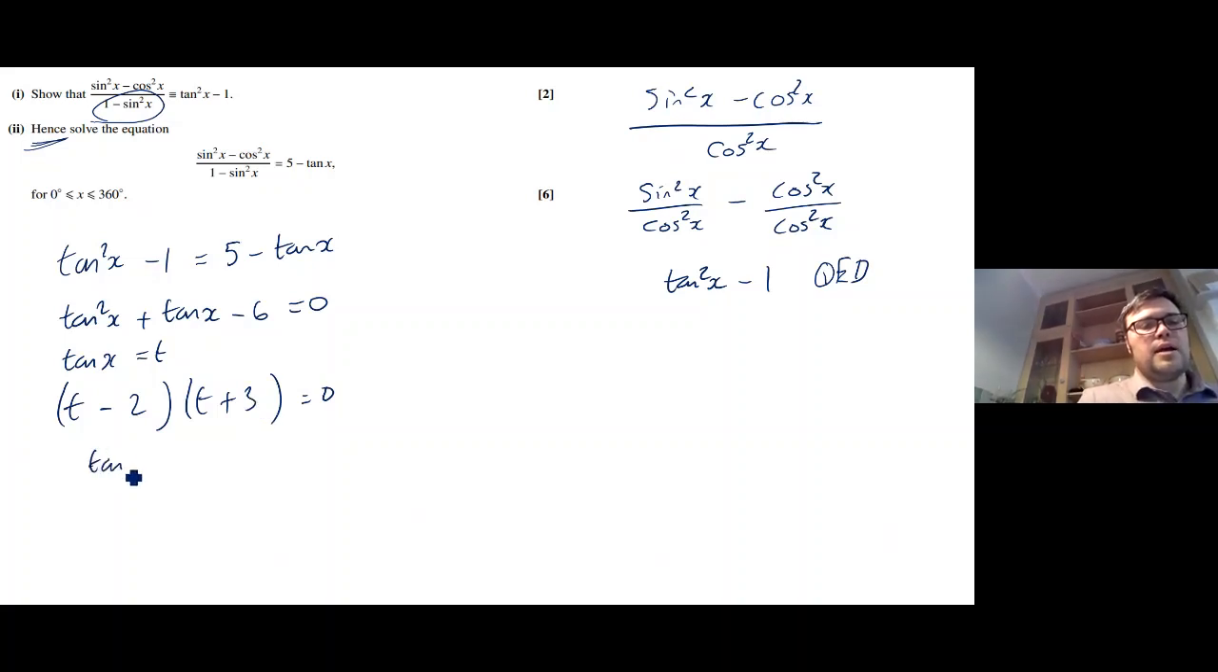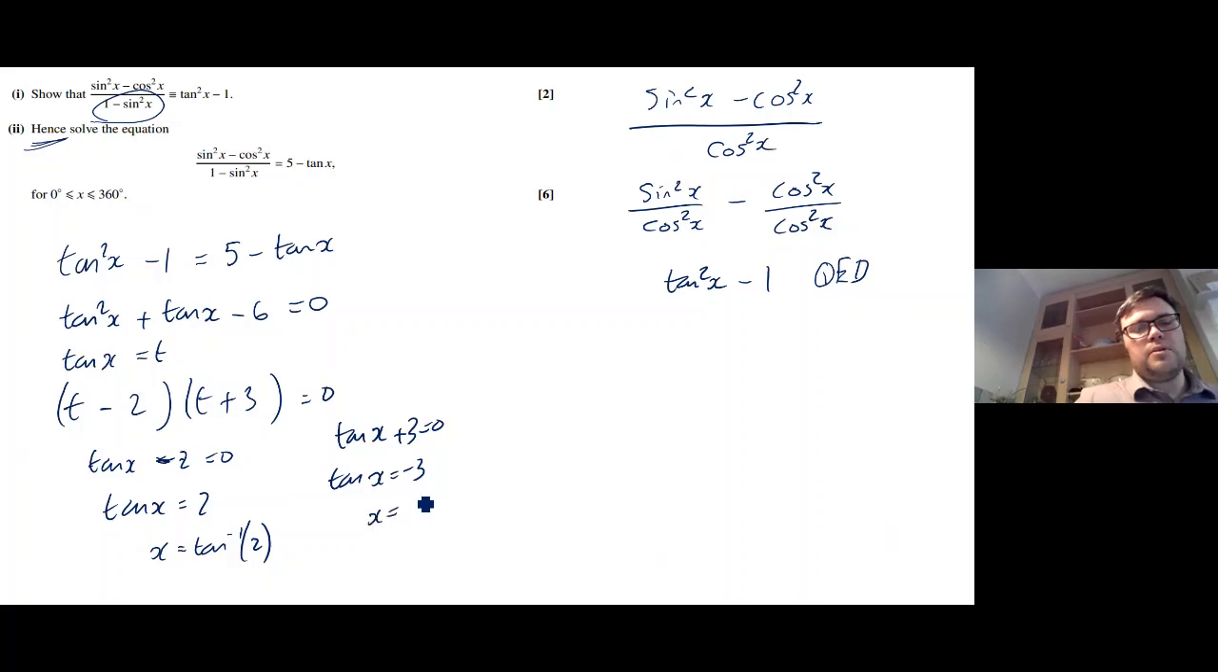So tan x minus 2 is equal to 0, tan x is equal to 2. Tan x plus 3 equals 0, tan x equals minus 3. x equals tan to the minus 1 of 2, and x equals tan to the minus 1 of minus 3. Sorry, x equals, what do I get? 63.4, or x is equal to minus 71.6.